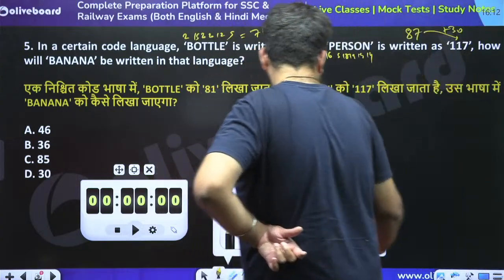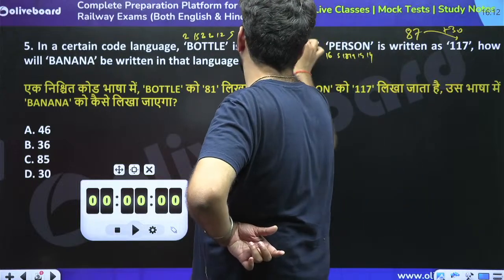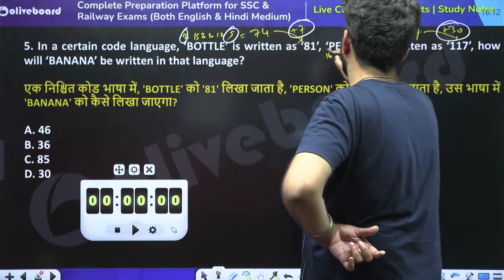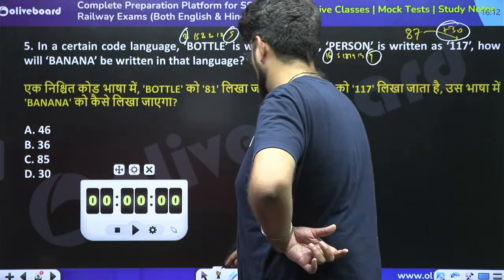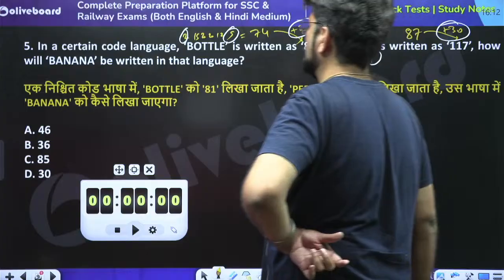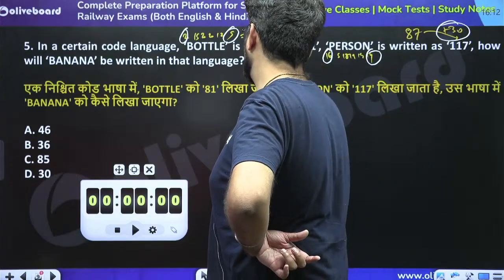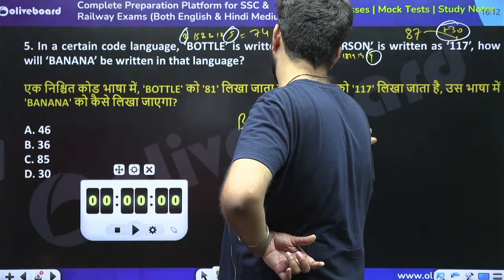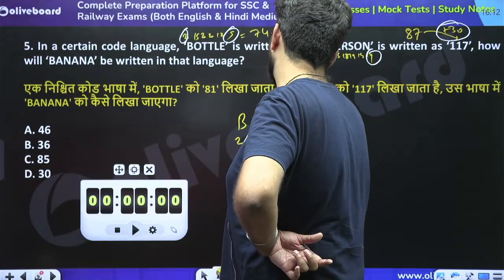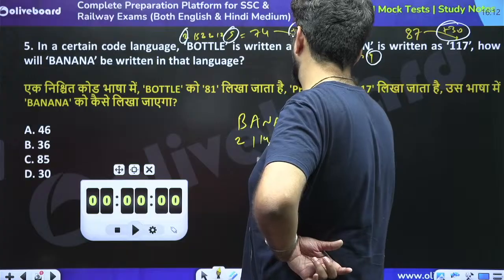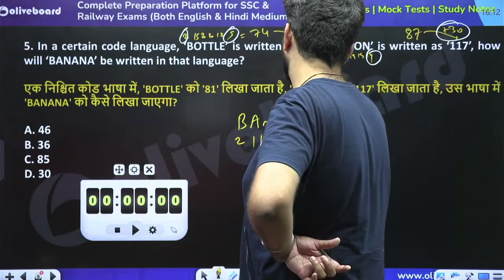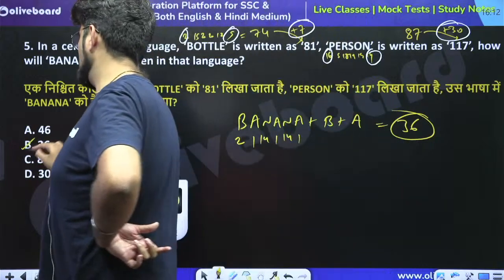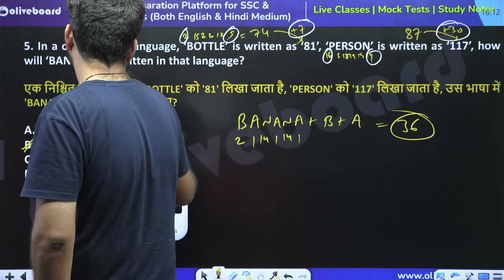So what is happening here is this 7 is basically the sum of the first and the last letter. This 30 is basically the sum of the first and the last letter. So the logic is the sum of all the place values plus the first and last letter. So banana, we have B-A-N-A-N-A plus B plus A. This is what we have got to do. So 2, 1, 14, 1, 14, 1. So 15, 15, 30 and 3. 33 plus 3, 36. Option B is the correct answer. Next.